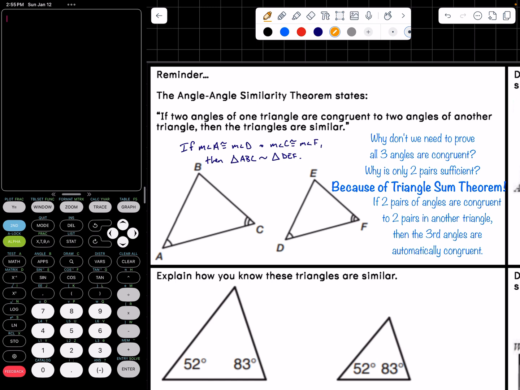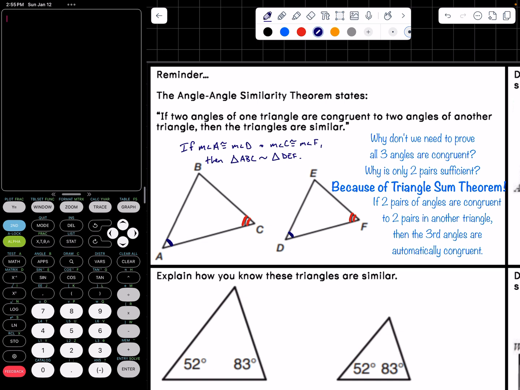And the way we say that in math terms, if the measure of angle A, which we see down here, is congruent to the measure of angle D, and the measure of angle C is congruent to the measure of angle F, then triangle ABC is similar to triangle DEF. Now the question here, why don't we need to prove all three angles congruent? Why are only two pairs sufficient?